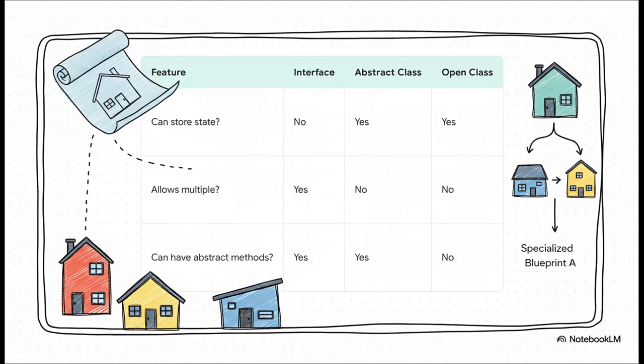So how in the world do you choose? Well, this table makes it pretty straightforward. If you need to share some common data or state between your classes, look here. An interface can't do that, so you'll need an abstract or an open class. If you need a class to adopt behaviors from a bunch of different sources, an interface is your only option. And if you need to force your subclasses to provide their own custom implementation of something, an interface or an abstract class will get the job done.